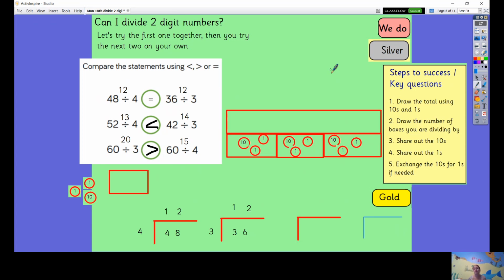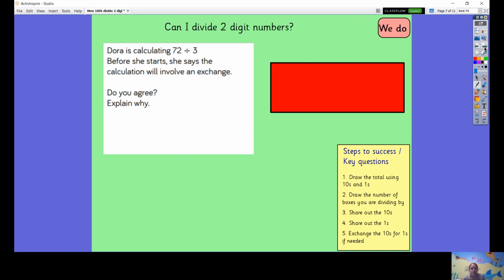Okay, so that's the answers hopefully that you've got, and hopefully you did those using one of the methods that I've shown you here, the division methods, either the bar model, partitioning, or the bus stop method. Okay, let's have a little think about this one then. So Dora is calculating 72 divided by 3. Before she starts, she says the calculation will involve an exchange. Do you agree? Explain why. So I just want you to pause the video for a moment. I want you to have a look at that. Why do you think Dora says that she knows before she starts that this calculation is going to involve an exchange? Okay, so pause now and have a little think.